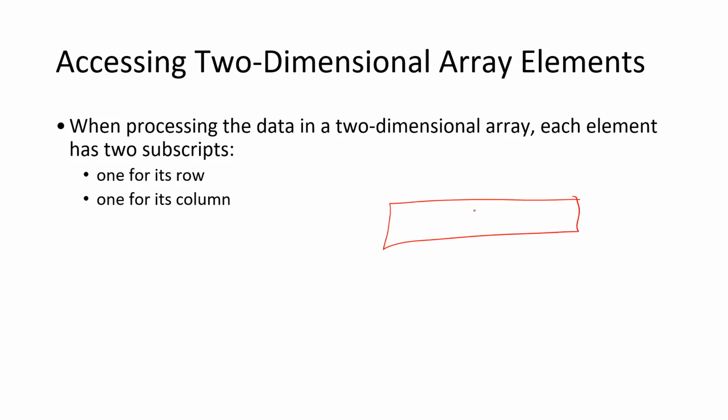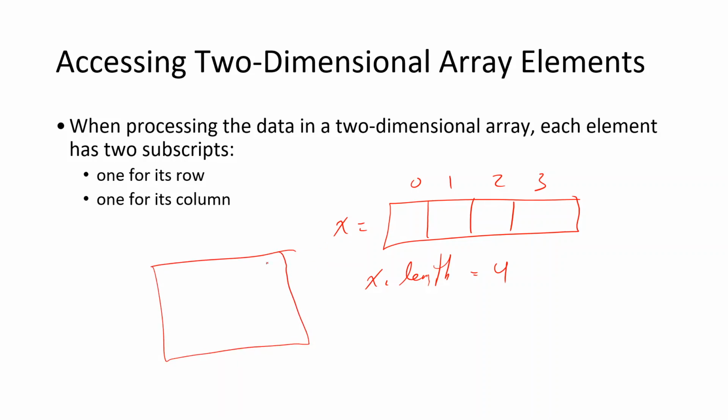Now, when you think about accessing the elements, in one dimension it was easy. We had indexing go 0, 1, 2, 3, right? This is x, so x dot length will give you 4, and x dot length minus 1 will give you the 3, which goes from 0 to 3. Now, when you think about a two-dimensional array, things will be a little bit different.